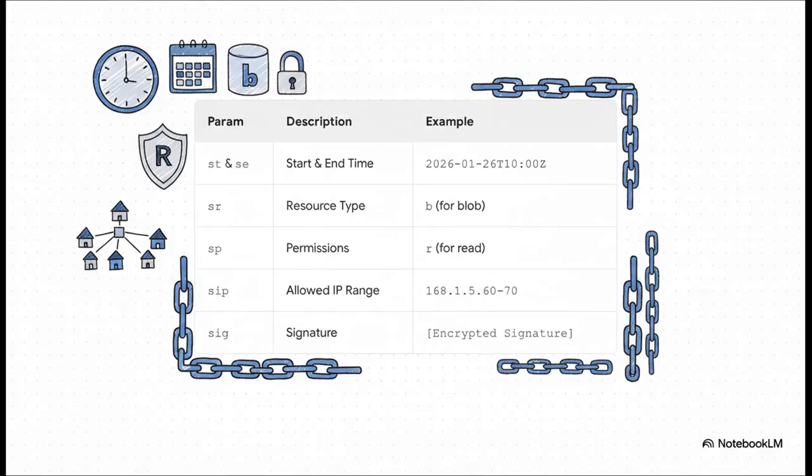Now, what's really cool is when you actually dissect the SAS token itself. Each little parameter in that URL is a rule. We can set the exact start and end time it's valid for, the specific resource it applies to, like a single file, the permissions it grants, like read-only, and even which IP addresses are allowed to use it. And that signature at the end makes sure nobody can tamper with it.